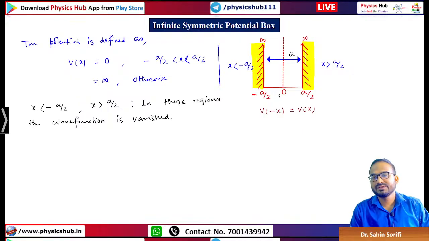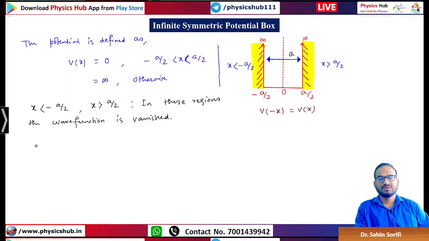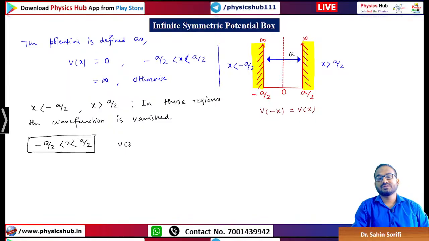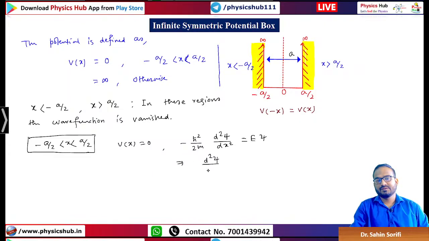Now we have to find the Schrodinger equation in the region between minus A by 2 to plus A by 2. In this region, we have to apply the Schrodinger equation to get a solution. Here the potential is 0, and as a result the Schrodinger equation turns into minus h cut square by 2m d square psi by dx square is equal to E psi, that is, d square psi by dx square plus twice m E by h cut square psi is equal to 0.